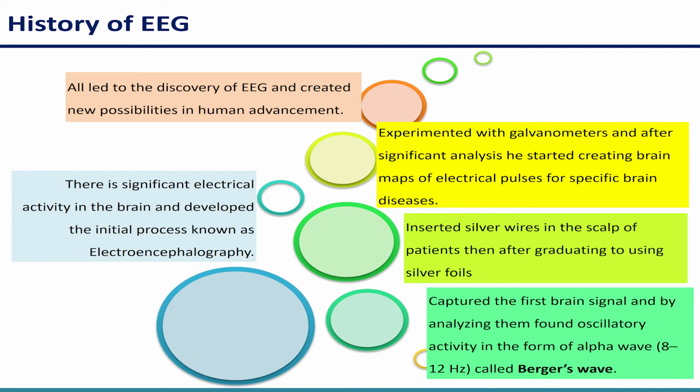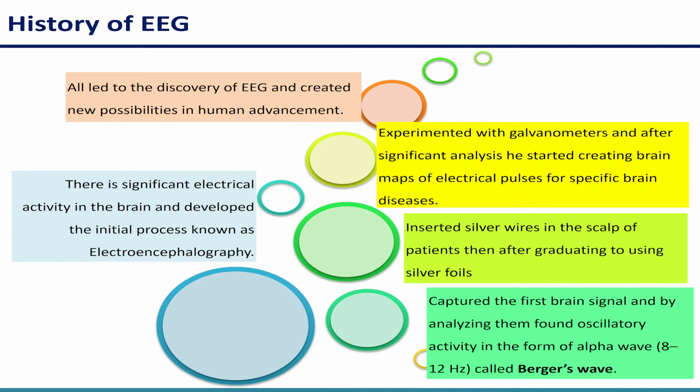So it captured the first brain signal, and by analyzing them found oscillatory activity in the form of alpha waves, 8 to 12 Hertz, which is called the Berger's wave. He inserted silver wires in the skull of patients, then graduated to using silver foils.